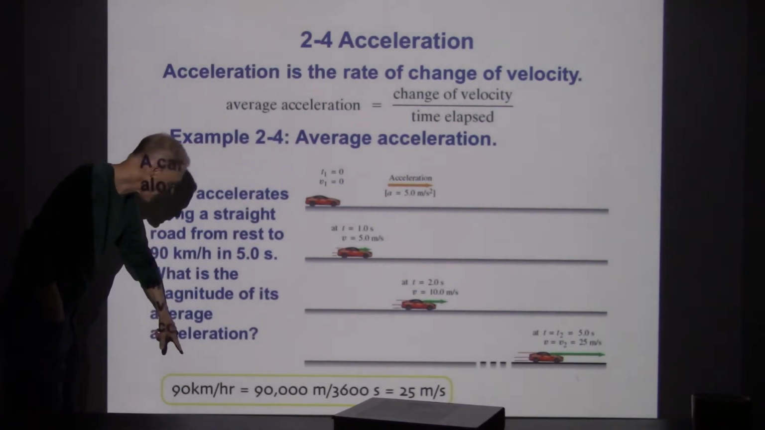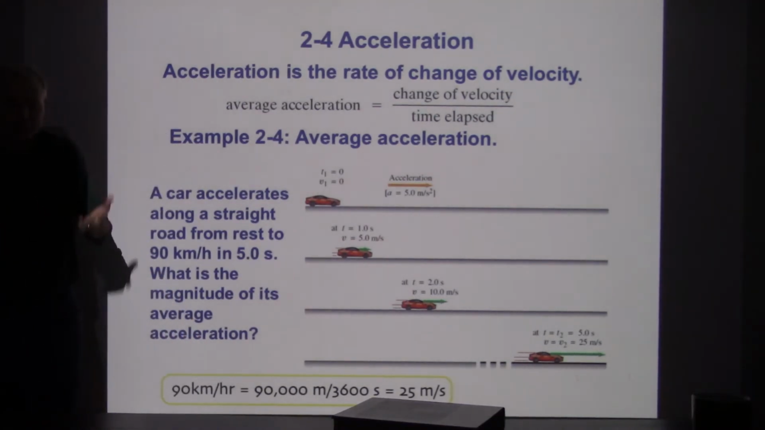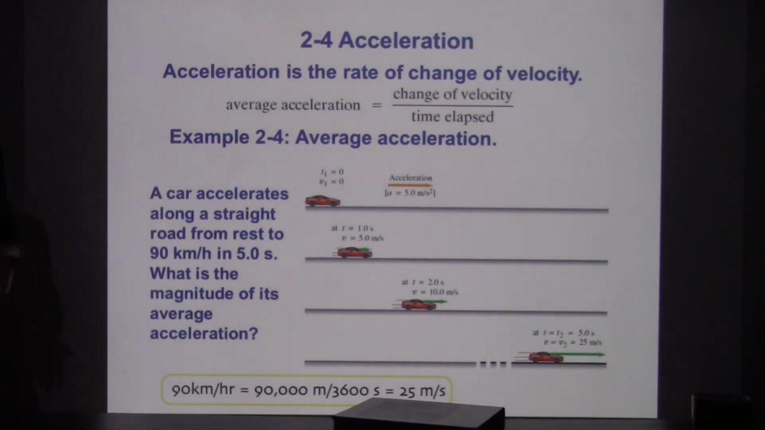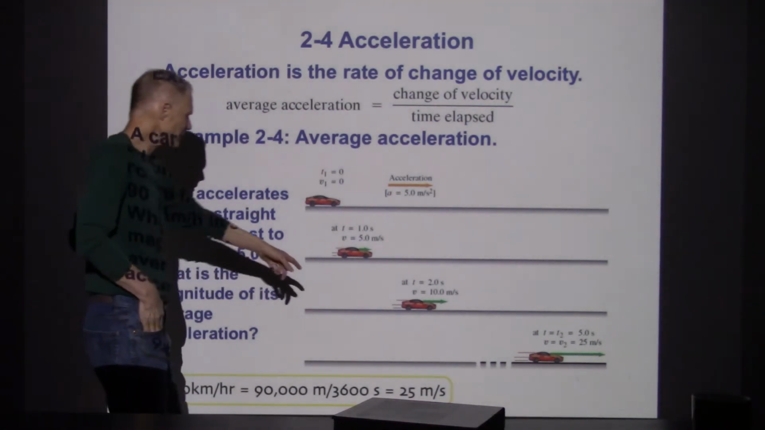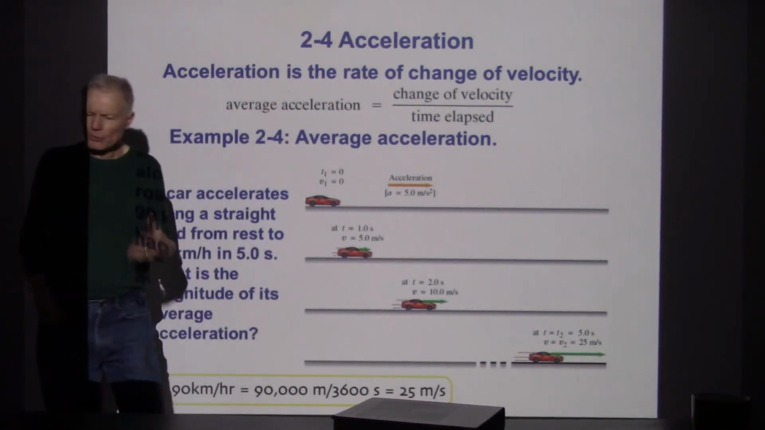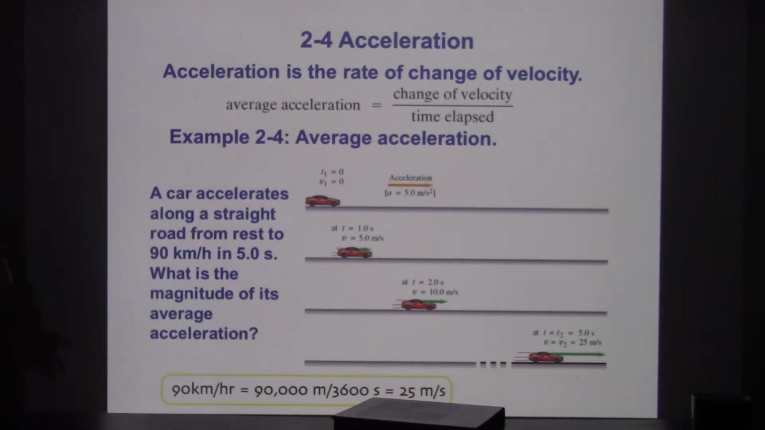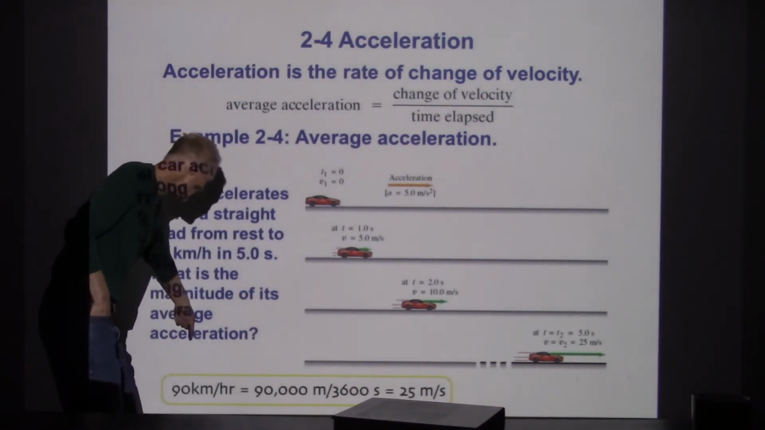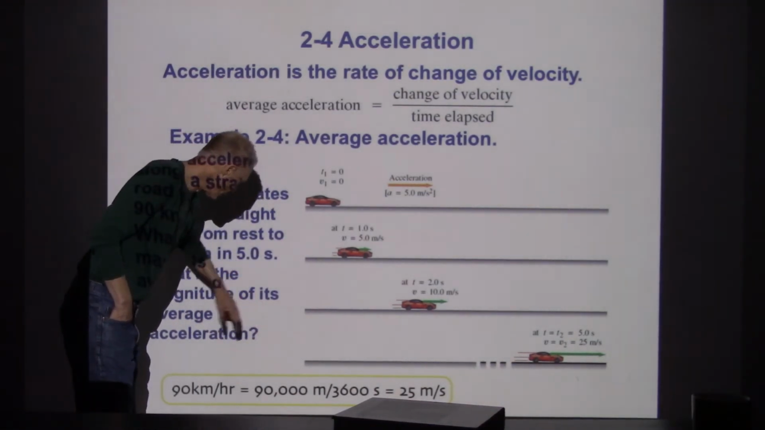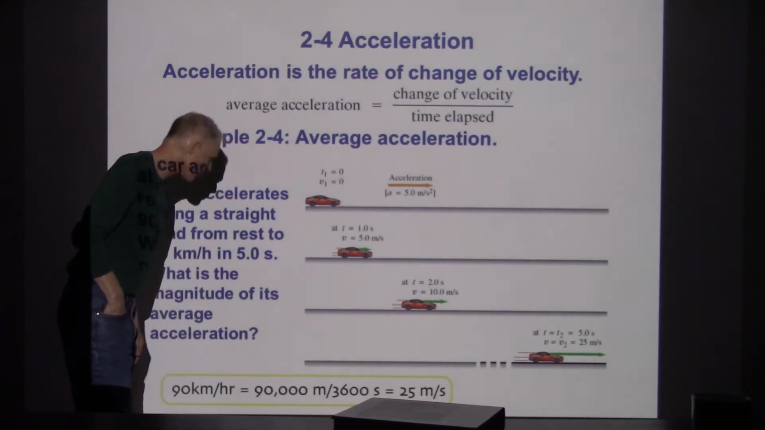Now the 90 kilometers per hour, I really don't want the acceleration in kilometers per hour. That's going to be awkward. So I'm going to convert back into meters and seconds. Meters and seconds are going to be much more useful to work with in terms of accelerations. So I'm first of all going to get my velocities, and I'm going to take the 90 kilometers per hour and convert that.